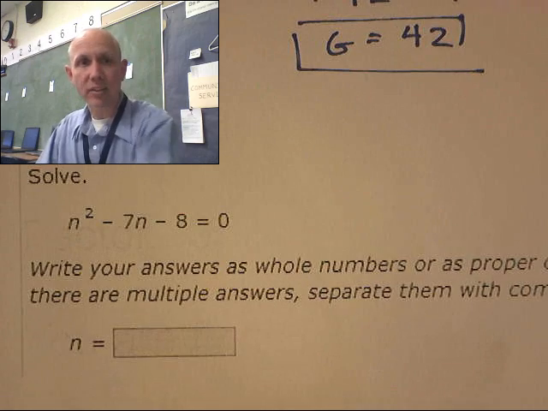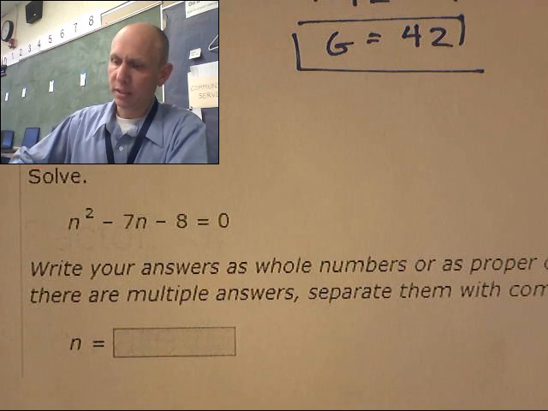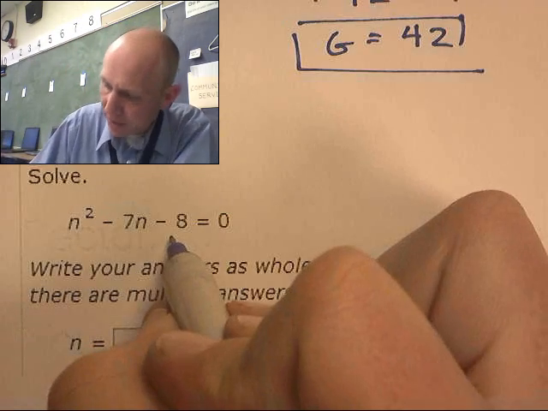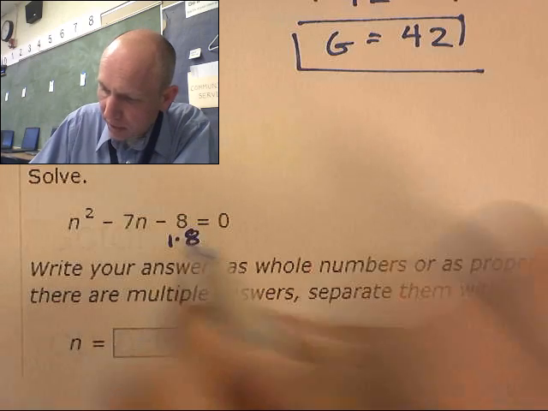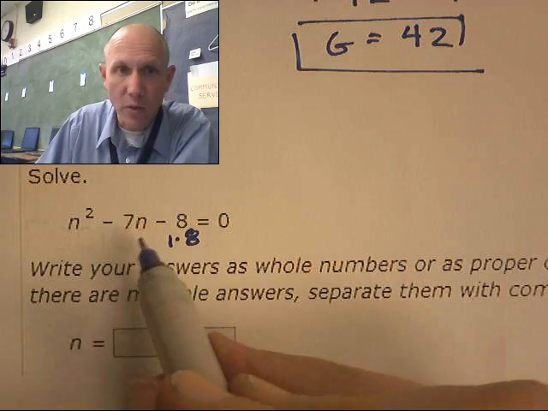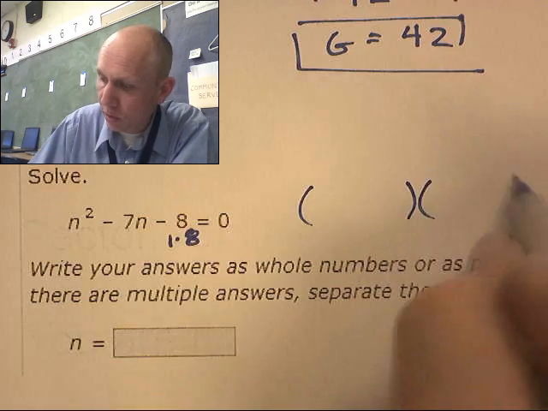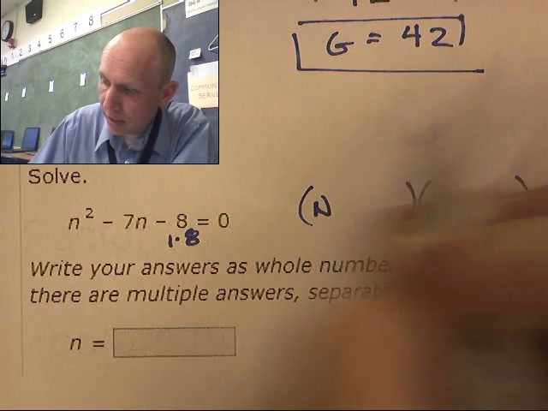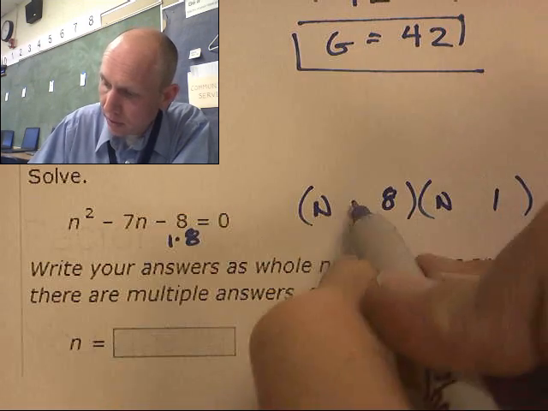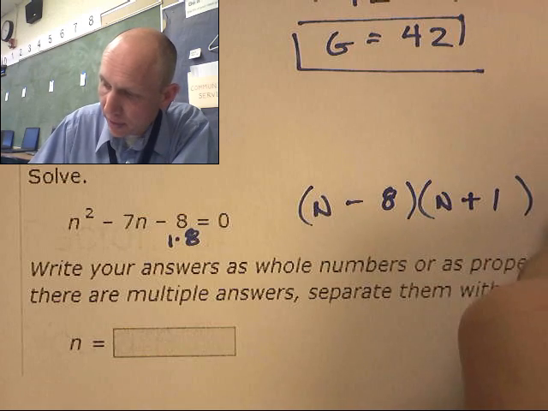Okay, I have to factor this. Oh my goodness. How does this factor? What makes an 8? 1 and 4? 1 and 8? Ooh, 1 and 8. Can I use a 1 and 8 to get to a 7? I think so. Let's see if this will work. n, 8, 1, negative, positive. There we go.